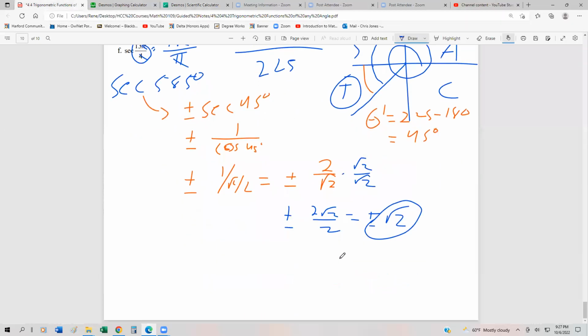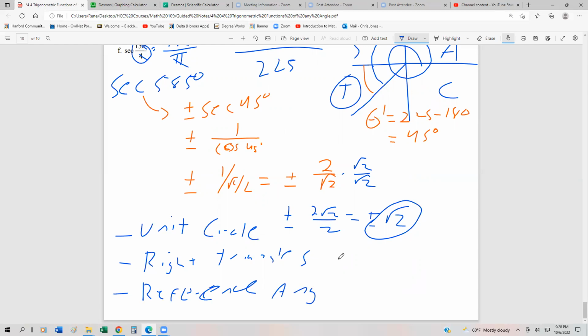But that's another way for us to use our reference angles. This concludes how we evaluate trigonometric functions, and there are 3 ways we can do this now. Remember in section 4.2, we had the unit circle. We had our right triangles. And then the other way that we can evaluate these is to use reference angles.